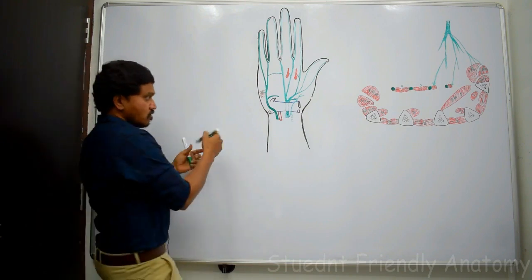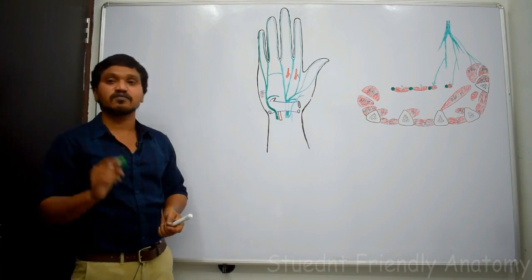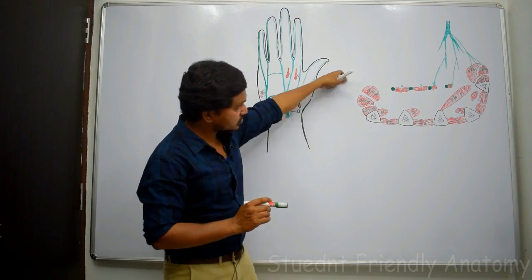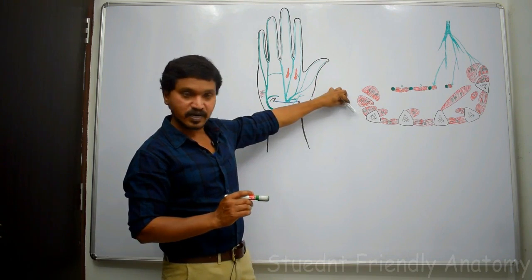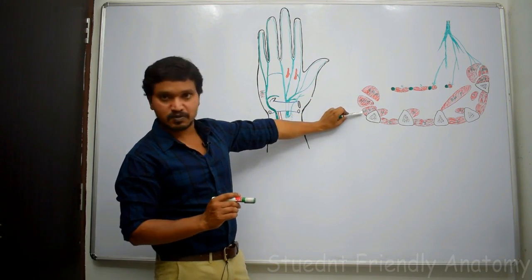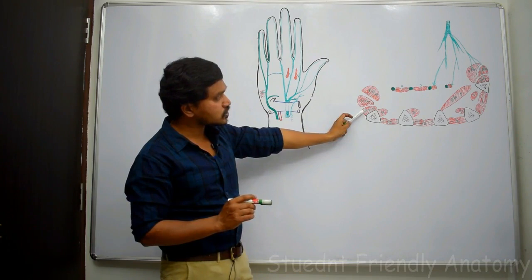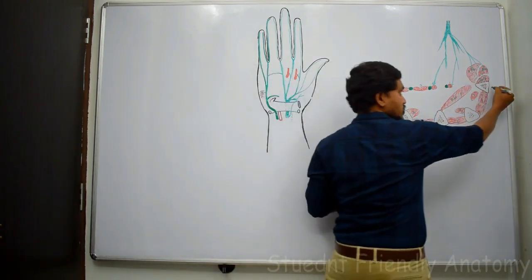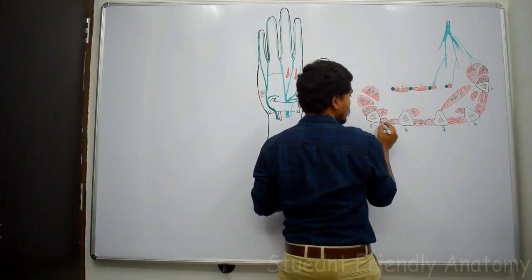Right? Now what is this deep branch? It passes along with the deep branch of the ulnar artery. Right? So it passes in between these two muscles. What are these two muscles? Flexor digiti minimi and abductor digiti minimi. After passing in between these two muscles, it pierces the opponens digiti minimi. Once it pierces the opponens digiti minimi, this nerve will be present in between the opponens digiti minimi and the fifth metacarpal bone. See here. This is the first metacarpal bone, this is the second, this is the third, this is the fourth, and this is the fifth metacarpal bone.